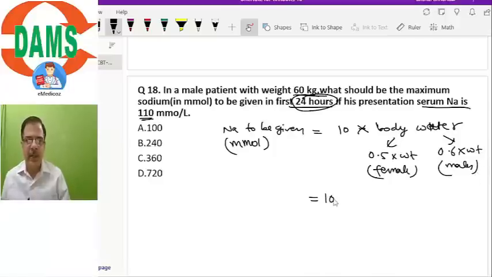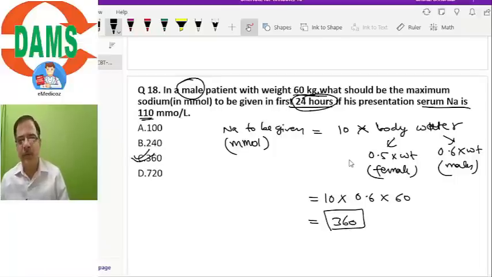So it will come out to be 10 into patient is male. So we take 0.6 into 60 kgs. So it will come out to be 360. So 360 millimoles should be given in first 24 hours in millimoles.